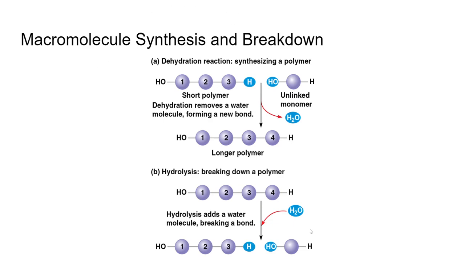So these are two important processes to symbolize how these macromolecules are made and how these monomers turn into polymers and make up these gigantic macromolecules.